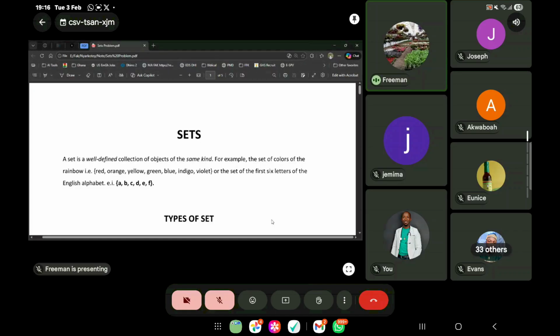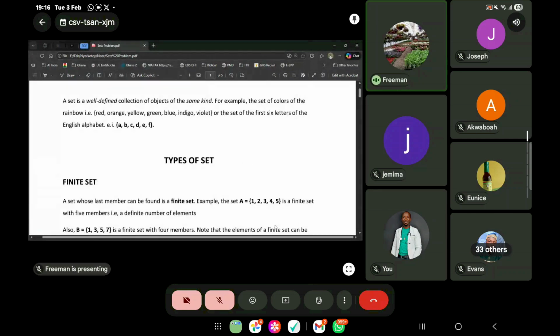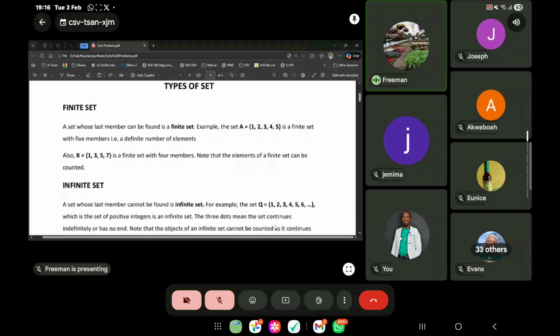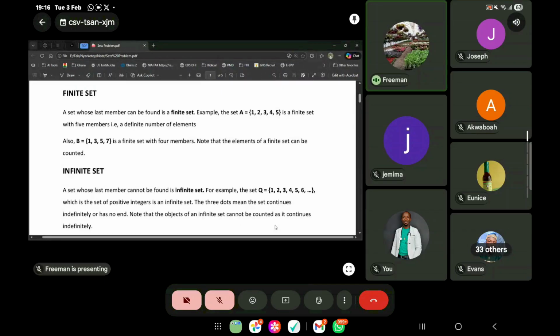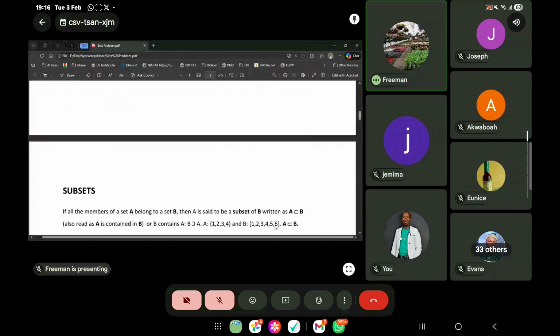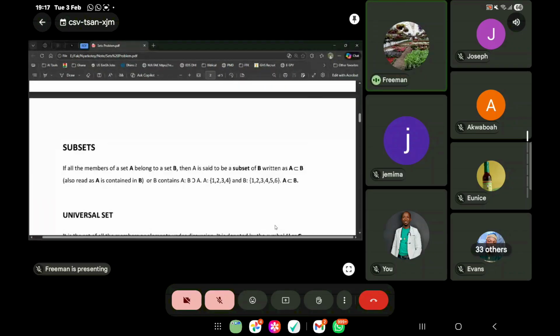A well-defined collection of objects of the same kind. So if it's not well-defined, it's not a set. If it's not of the same kind, it's not a set. We looked at the finite sets, we looked at the infinite sets, null or empty sets, unit sets, then subsets.